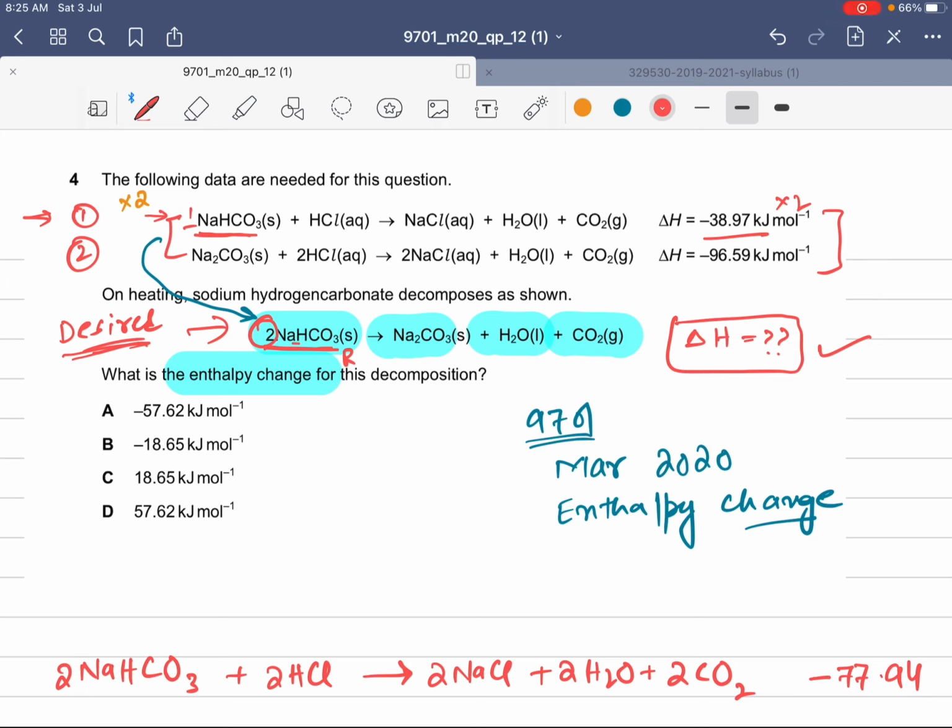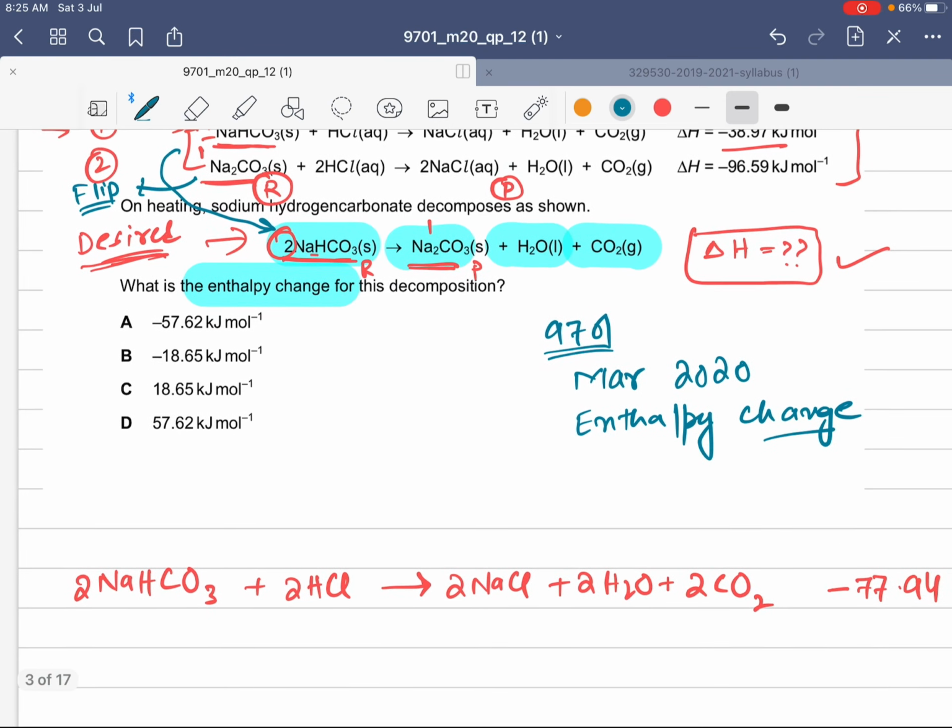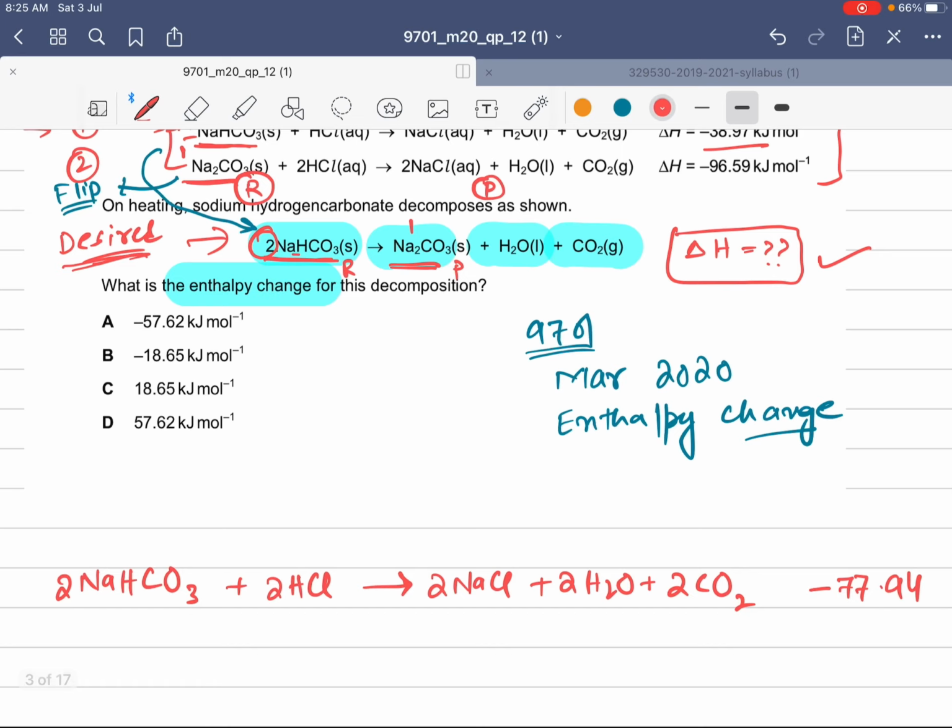Now the next thing, we need sodium carbonate on the product side. But in our given equation, sodium carbonate is on the reactant side. We need 1 mole, we have 1 mole, but it is on the reactant side. We need this one on the product side. So how can we shift sodium carbonate to the product side? We just simply flip this equation. What we have to do is flip this equation, converting the reactants into products and products into reactants.